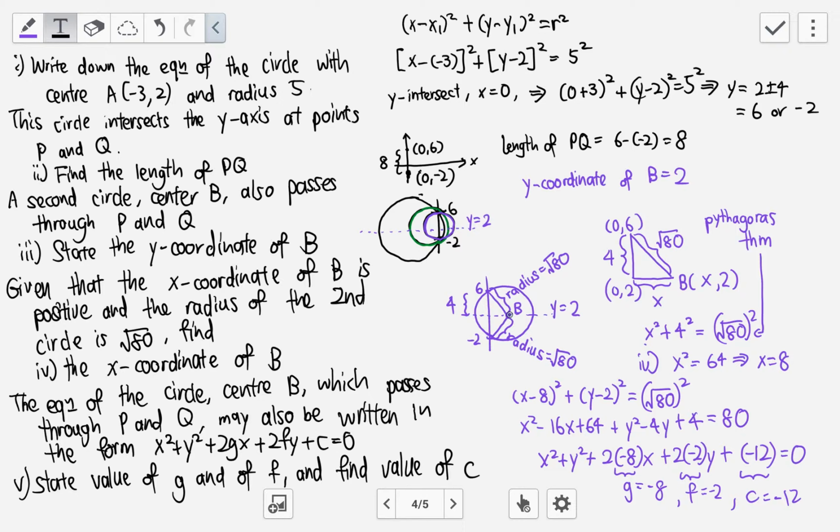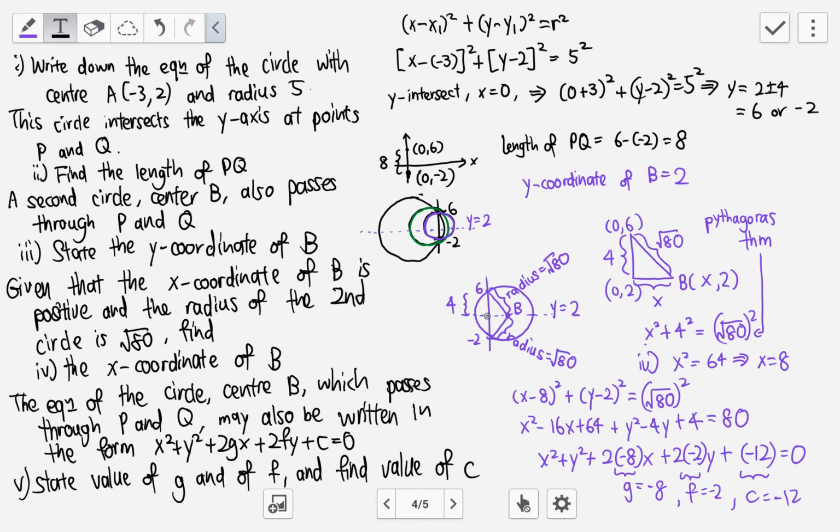Since this is root 80, we know that the midpoint is this one, y equals 2. I'm trying to draw this part of the triangle separately, so that it's clear that I'm going to apply Pythagoras theorem to find the distance here, so that I can find the x coordinate. The x coordinate would be the distance here plus 0, since x equals 0, right?